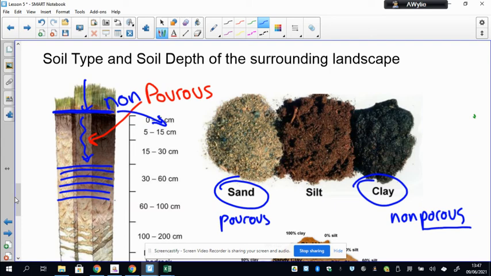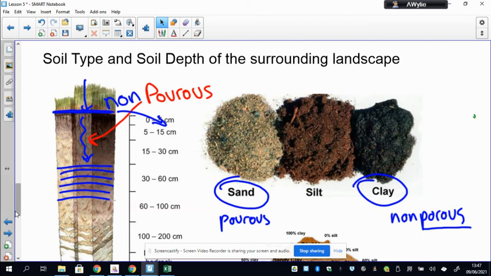Soil depth is also important because a deep soil can absorb a lot more water, whereas a shallow soil that's only a few centimeters deep can't absorb very much. And therefore, if a soil can absorb a lot of water, either because it's deep or because it's got a high absorbency level, then water's going to take a lot longer to get to the river.